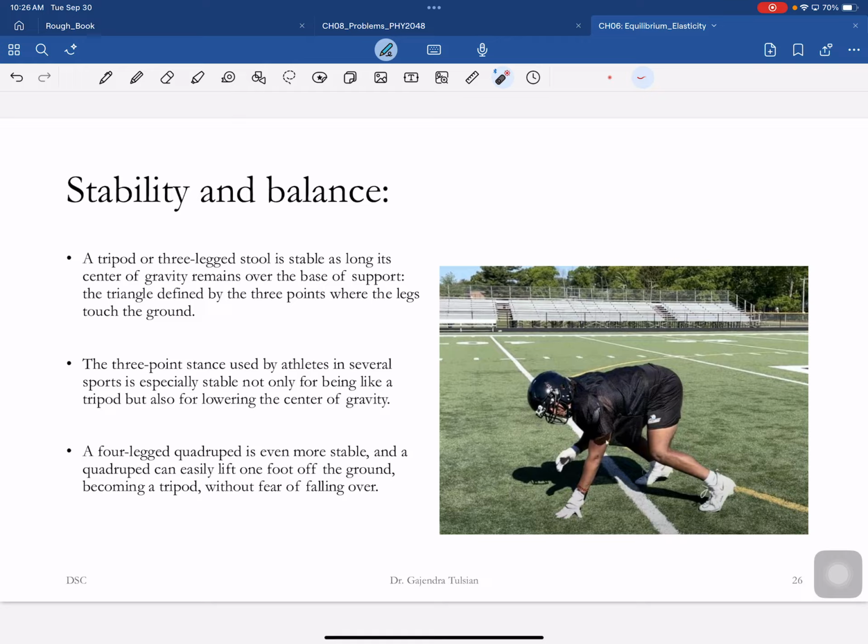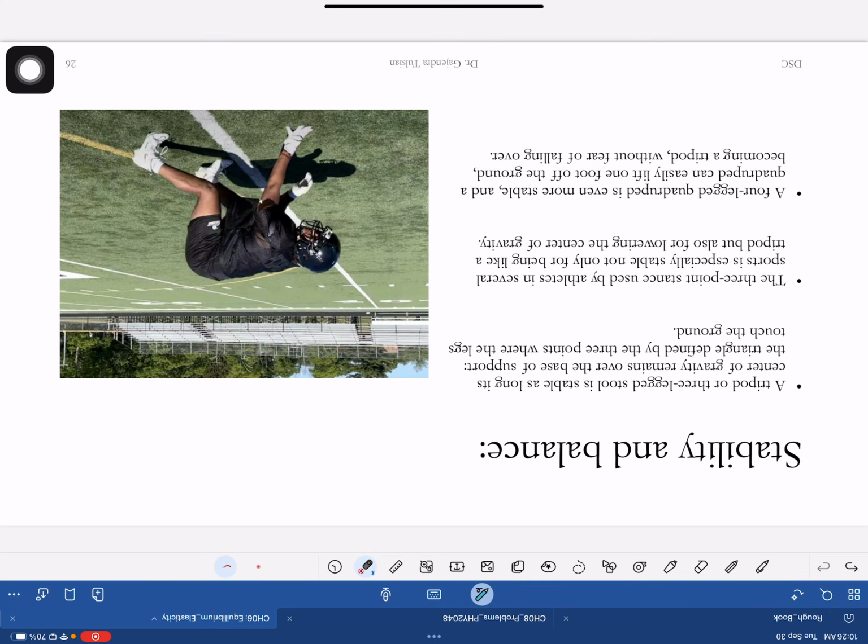So if you want to be stable, you want to do two things: lower your center of gravity, and have a larger footprint. With a 3-point stance, your center of gravity has that much area to be above. If you're a 4-legged animal, you're even more stable. Babies crawling on the floor are more stable than when they're standing. That's why you crawl first, because you're in a more stable configuration. Your brain needs to learn to balance before you can start walking.